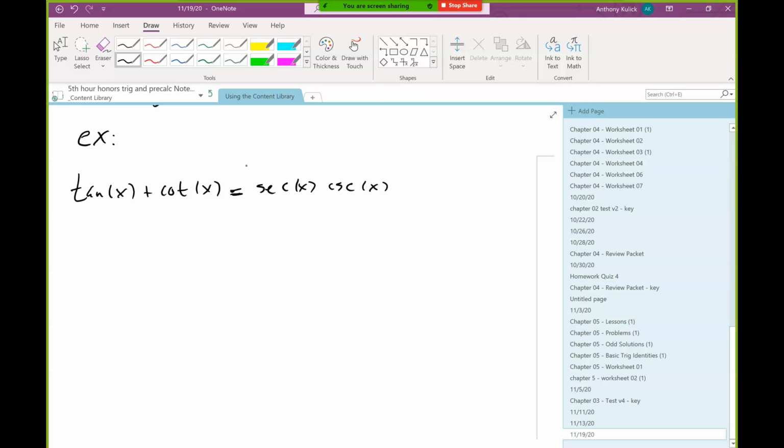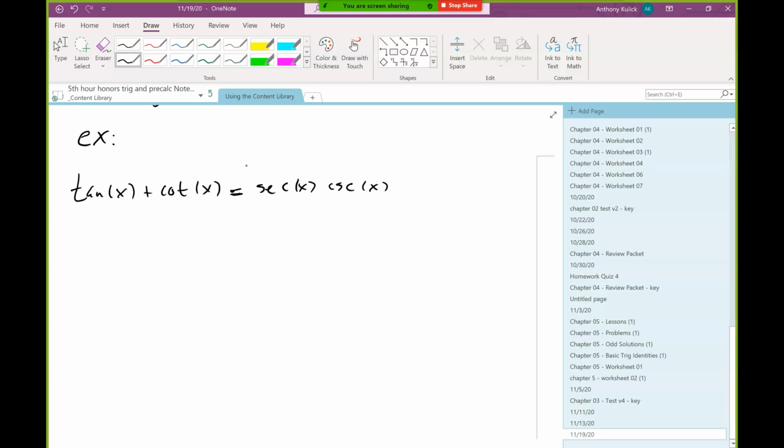So on the left-hand side, we have two terms, and on the right-hand side, we have one term. The more complicated side has more terms, so I would start on the left-hand side with the tangent plus cotangent. That doesn't mean that you have to do that, but in this problem, it makes things much, much easier if that's what you choose to do.